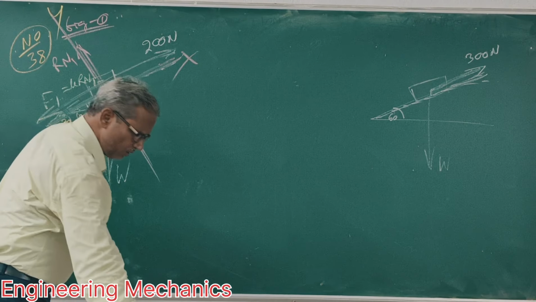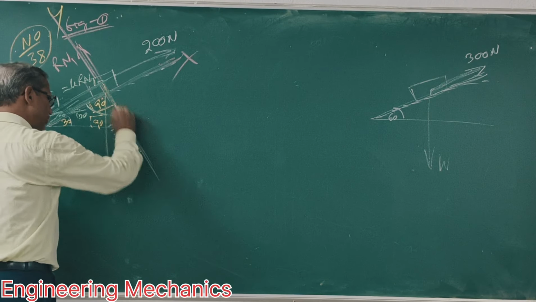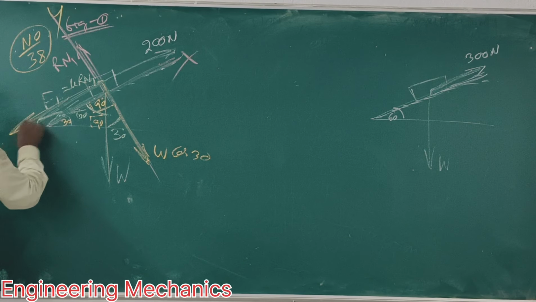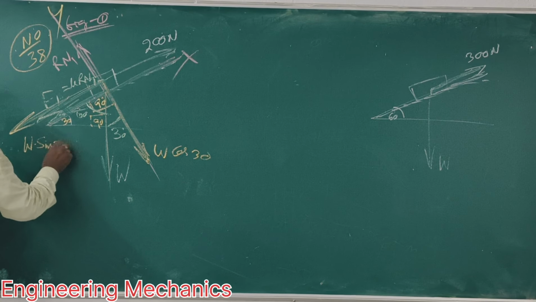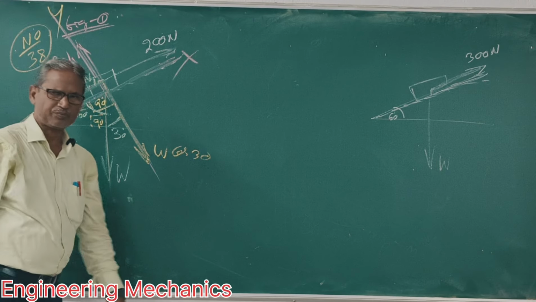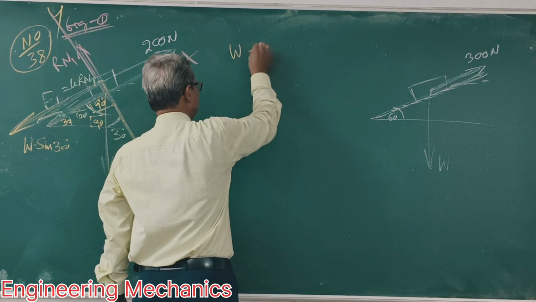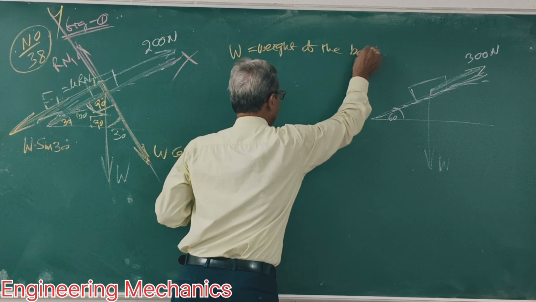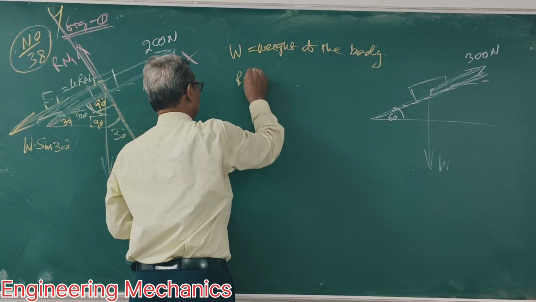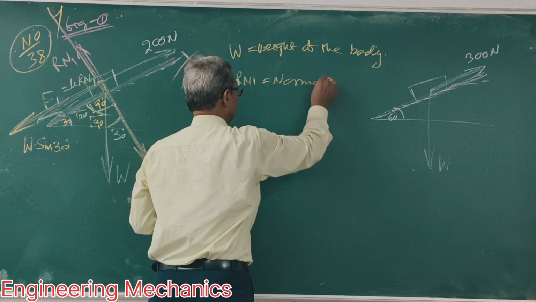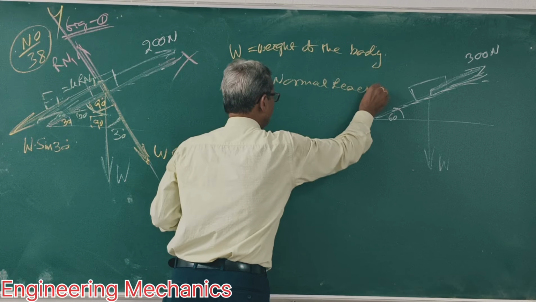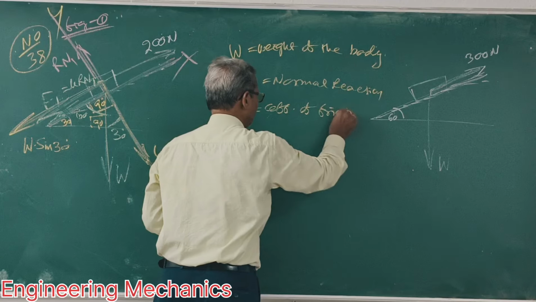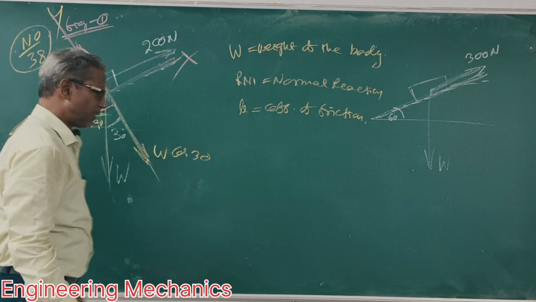Clear? So resolve W. This is W cos 30. And this force is W sin 30. Let W be the weight of the body. What is Rn1? Normal reaction. What is mu? Coefficient of friction. Clear?